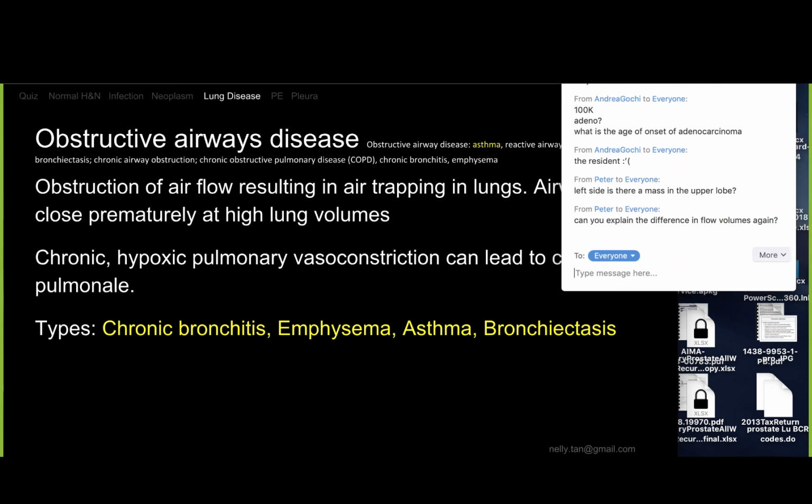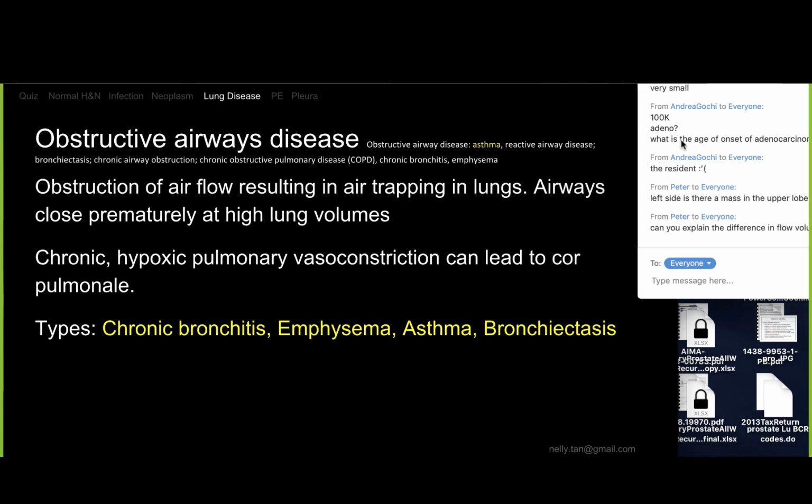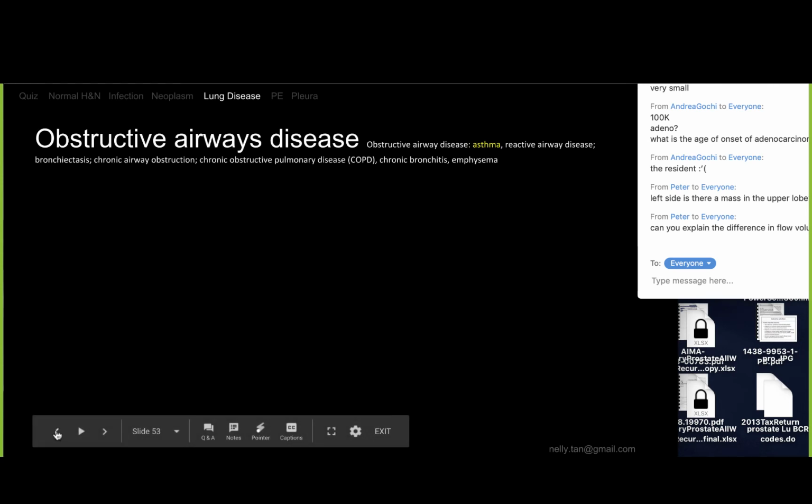The question is, left side, okay, no, we did that already. Can you explain the difference in flow volumes again? I will try, but I hope you ask your pulmonary lecturers because this is totally up their alley. My area is more the structural changes that we see on imaging.